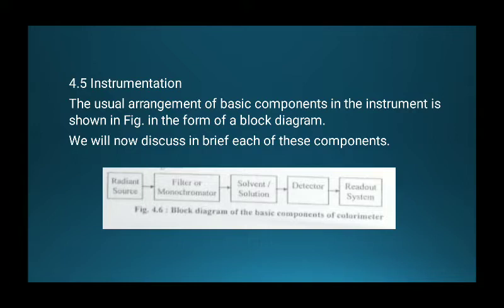The usual arrangement of basic components in an instrument is shown in this figure in the form of a block diagram. Here it is the radiant source. Then the radiation first passes through the filter or monochromator, and the radiation coming from the filter or monochromator is monochromatic radiation. Then it enters into the solvent, and then it enters into the detector. The detector gives the feedback to the readout device.